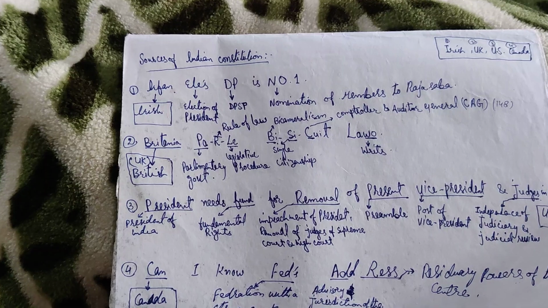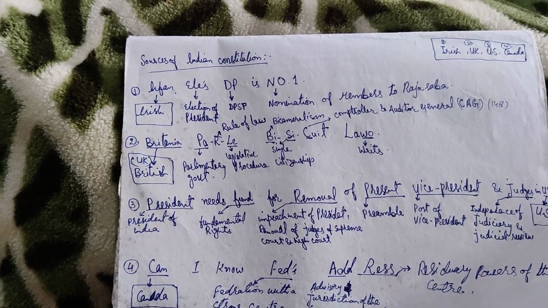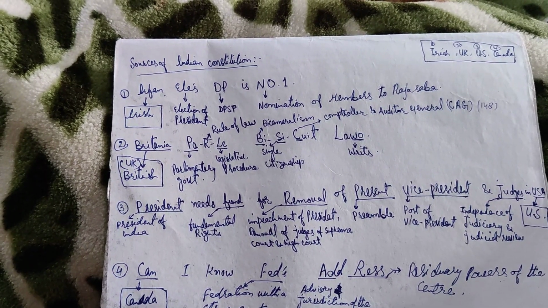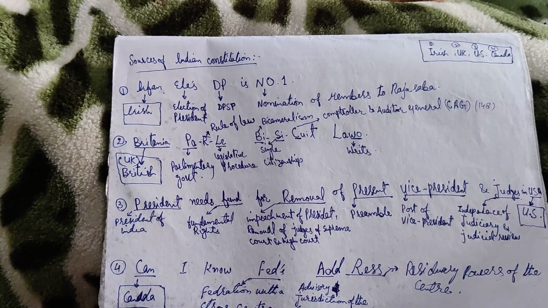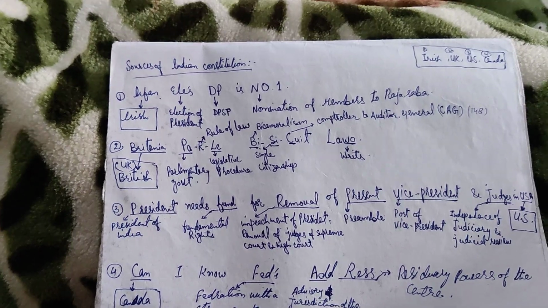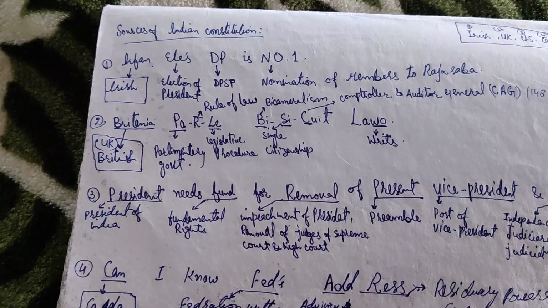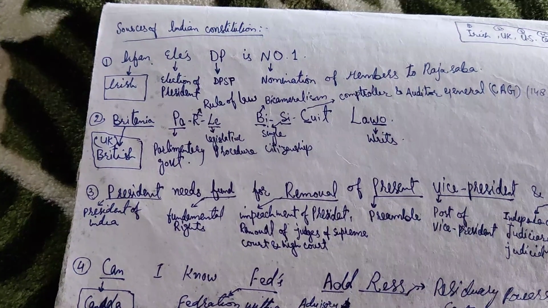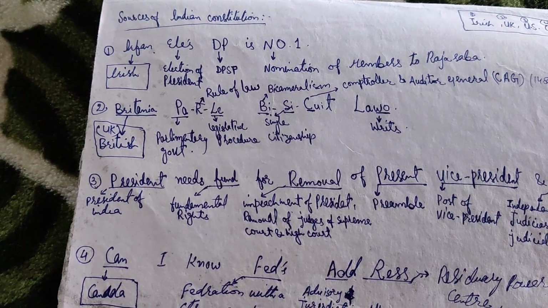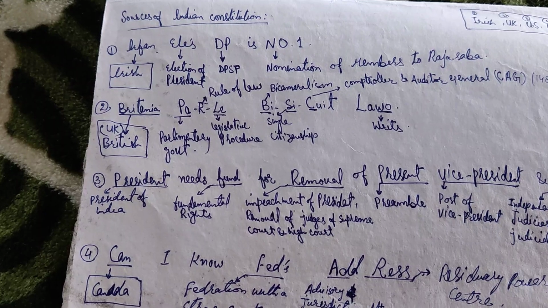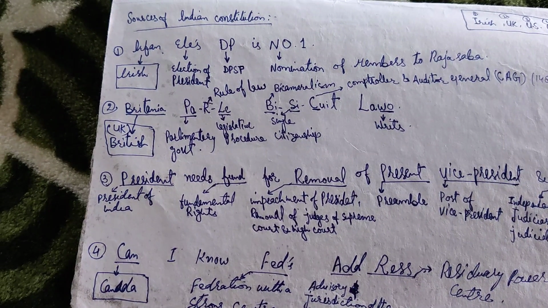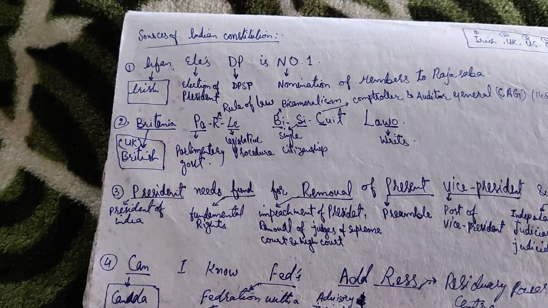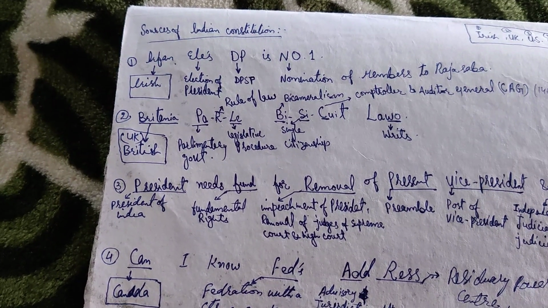Second one is Britain. It is the most important, as we all know that India had been a colony of the British for near about 200 years, and in these 200 years, or 2 centuries, we have adopted many things of the British constitution, like parliamentary government, legislative procedure, single citizenship, bicameralism, rule of law, comptroller and auditor general, and writs.